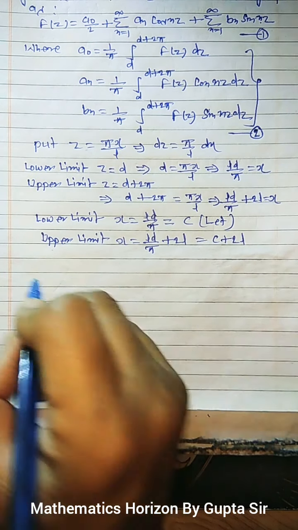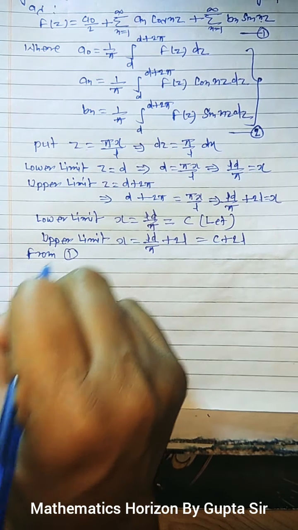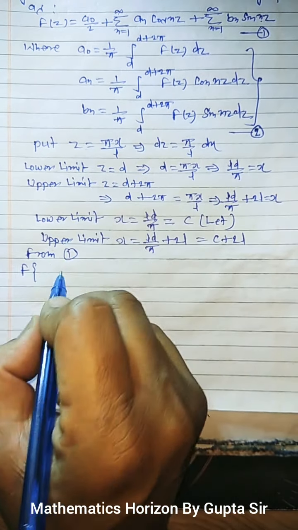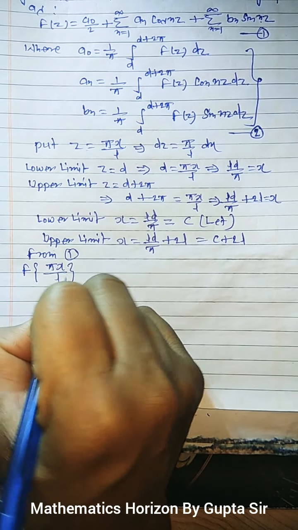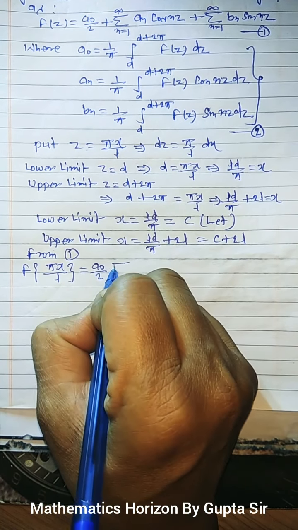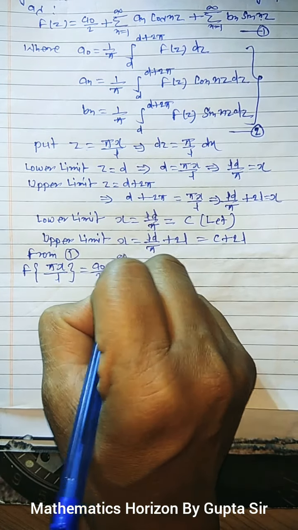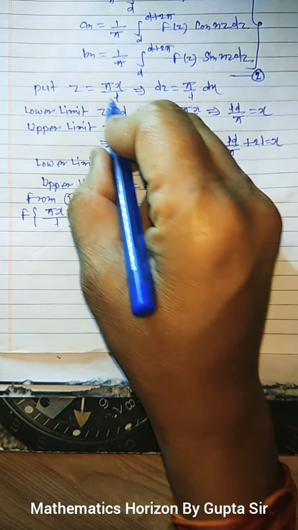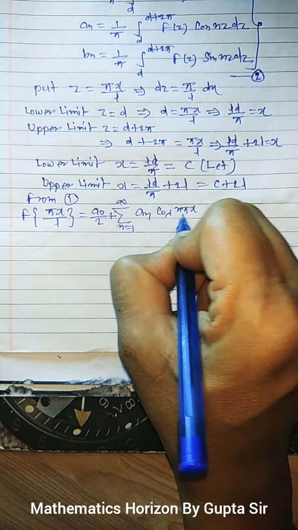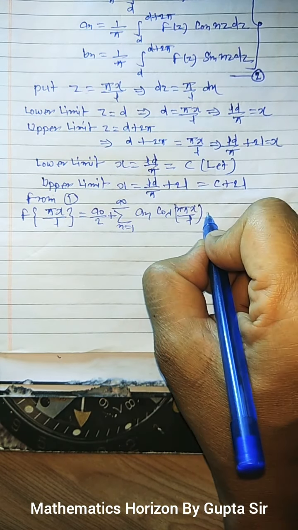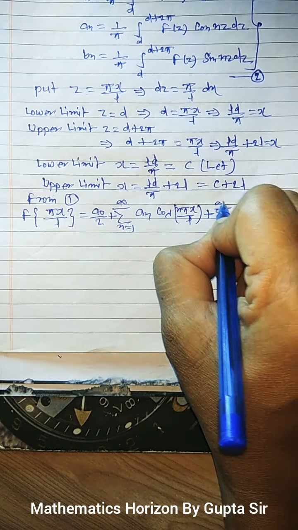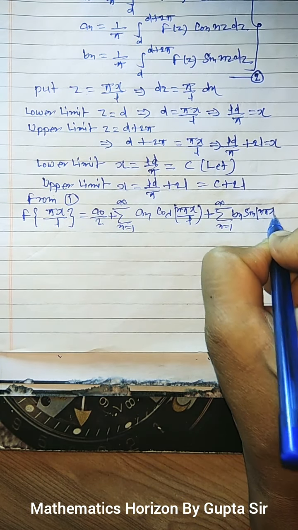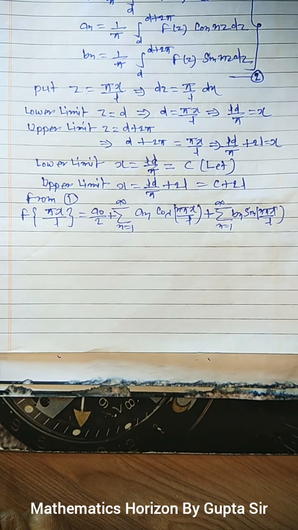Now from equation 1, what do we have? Here f(z), z means z equal to pi x upon L, f(pi x upon L) is equal to a0 by 2 plus summation n equal to 1 to infinity an cos nz, means cos with z equal to pi x upon L, that is cos n pi x upon L, plus summation n equal to 1 to infinity bn sin n pi x upon L.